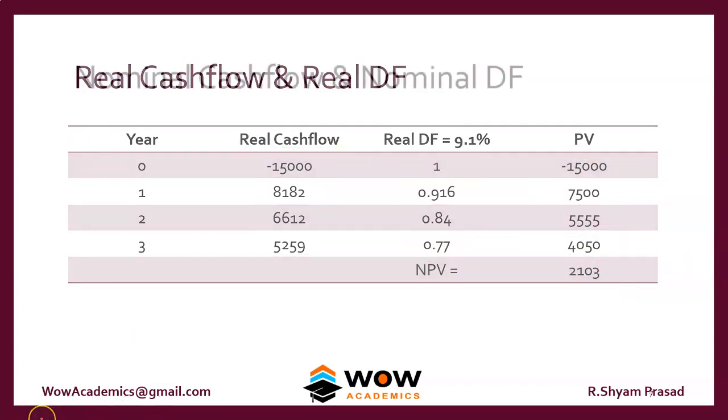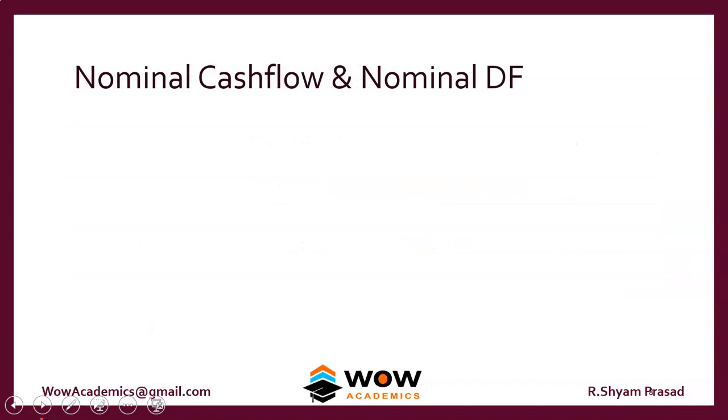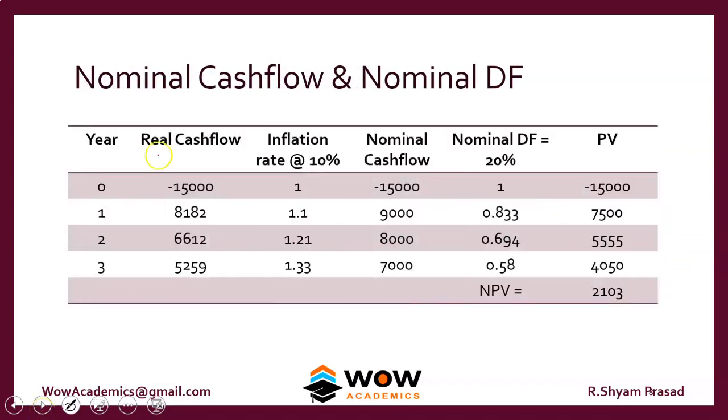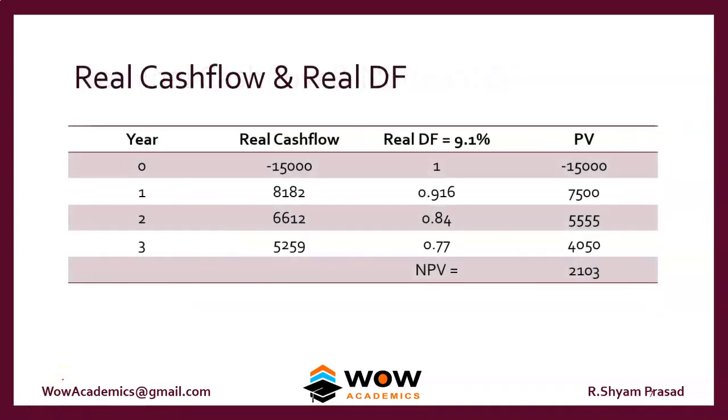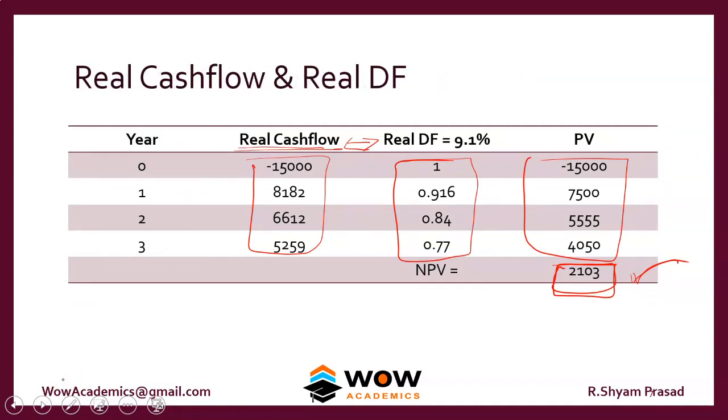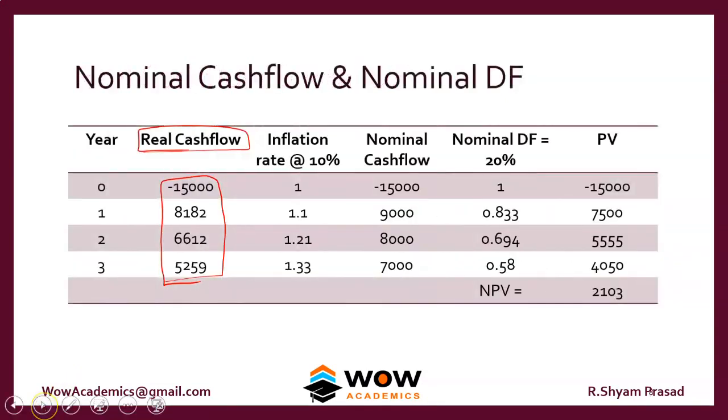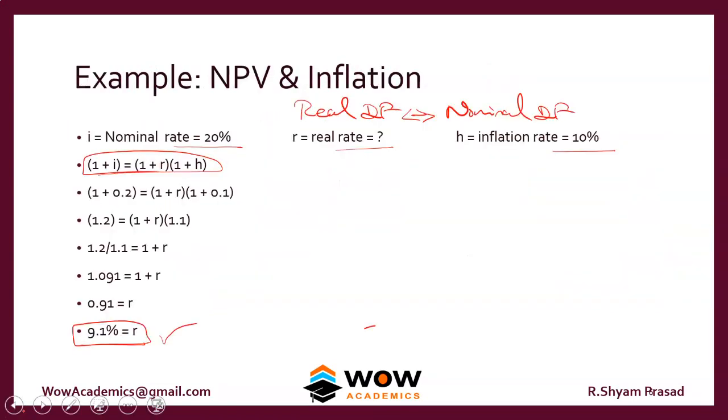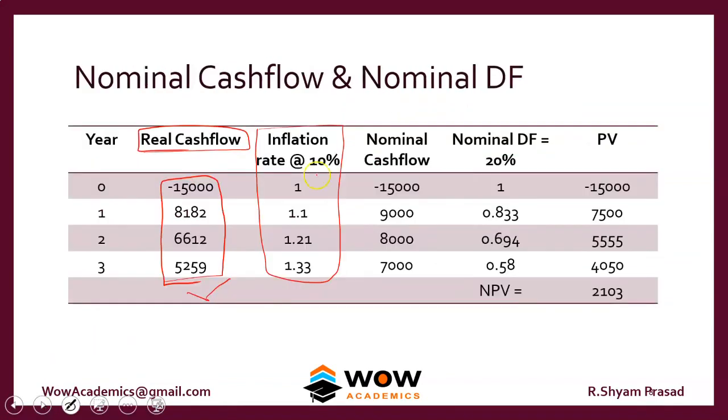Now what we'll do is apply the same logic for nominal. So the real cash flow is the same as the earlier problem. In the earlier problem also we got the same real cash flow. We have not changed this number, it's the same number. Inflation is 10%. So here inflation was 10% and the nominal rate was 20%. So we will take inflation, and we'll inflate all the numbers.